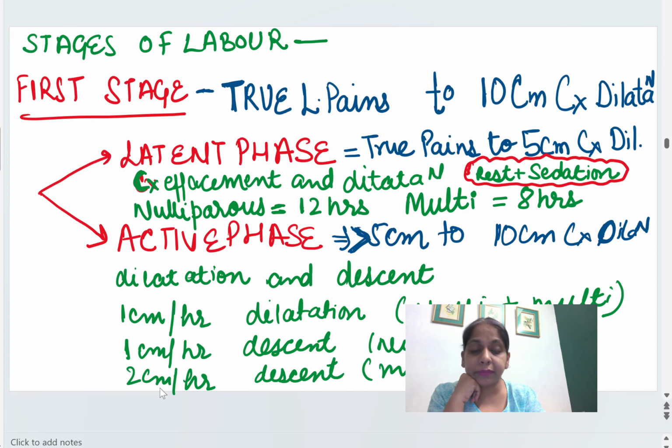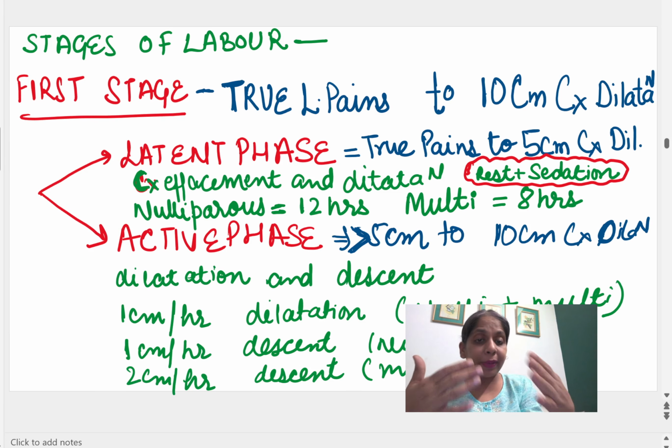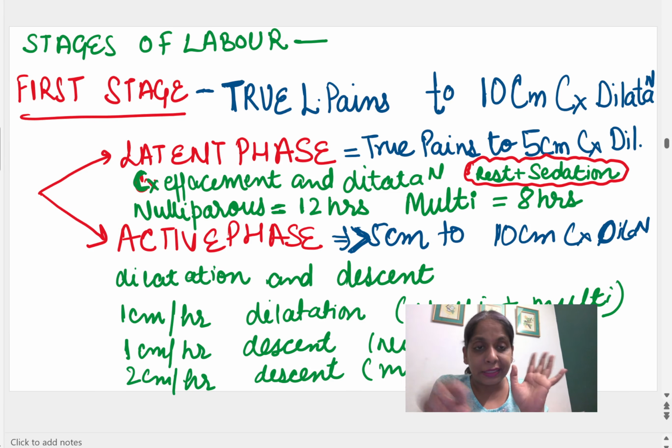Now let's study something about stages of labor. Surprisingly, the questions on stages of labor were wrong. See, the first stage is when the true labor pain starts. To expel the fetus, the cervix has to dilate up to 10 centimeter. So the first stage is from true labor pains to 10 centimeter.